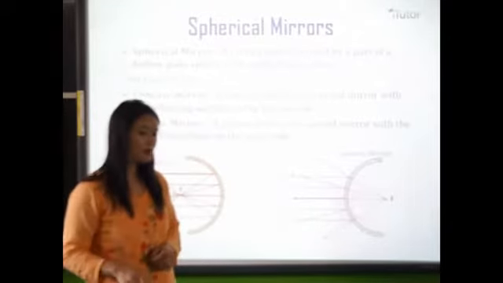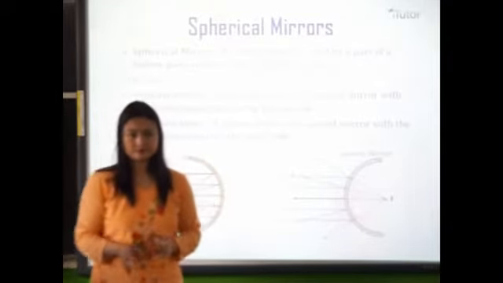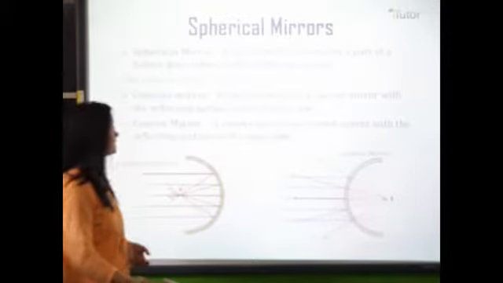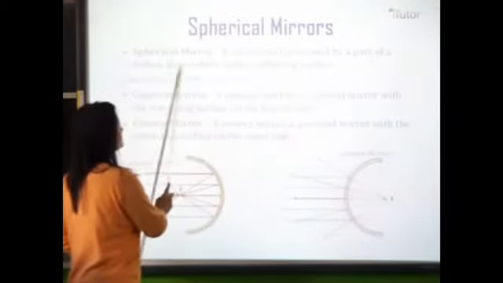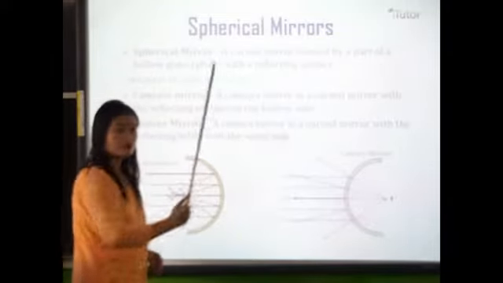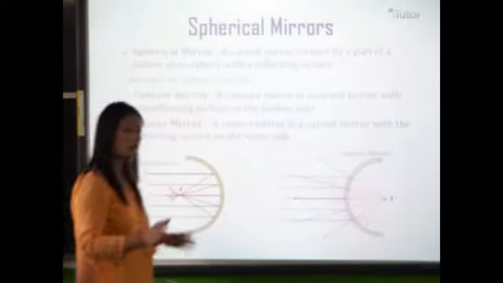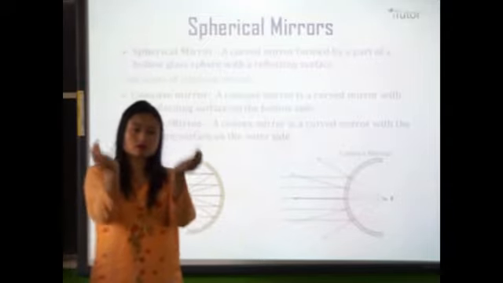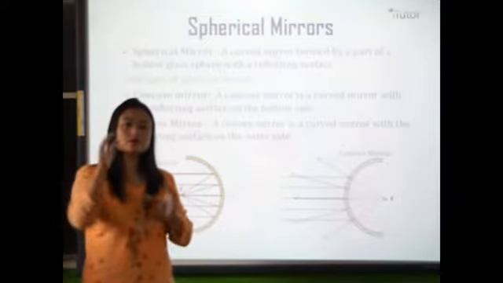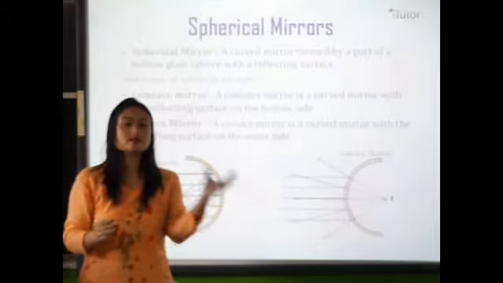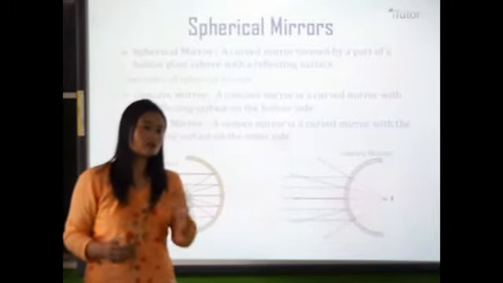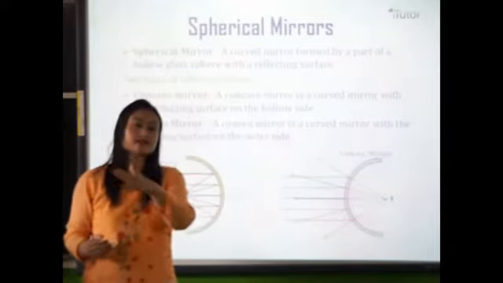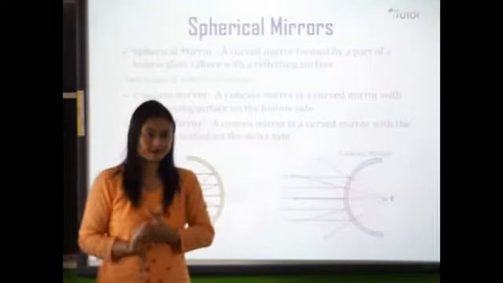Now what do you mean by spherical mirrors? A spherical mirror is a curved mirror formed by a part of a hollow glass sphere with a reflecting surface. It's a curved mirror in which one side is silvered and one side is the reflecting surface. That means light cannot pass through; when light comes, it hits that reflecting surface.